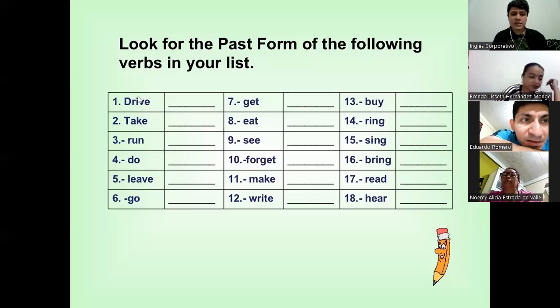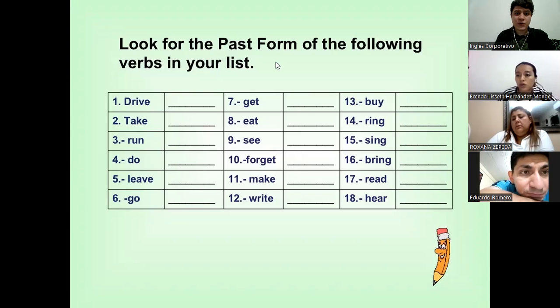Now let's see, guys. I want you to help me with this, okay? Vamos a ver si podemos. Bueno, ¿quiénes conocen qué significa drive? Well, ¿cuál es el pasado de drive in English? Drove, perfect. Like Anna typed, como escribió Anna, drove, perfect. We have take. ¿Cómo se dice take in past, guys? Took, perfect. Very nice.